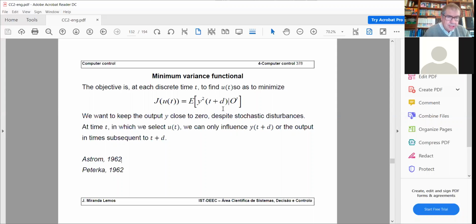Okay, it's interesting to see when these ideas came out. You see two names here, Karl Åström and Vladimir Peterka. Karl Åström, he was a Swede, and he was in '62. He was a little bit older than you are. He invented these things and made some other important contributions to control. And he was working at the IBM Research Center in Sweden, in Stockholm, I think.